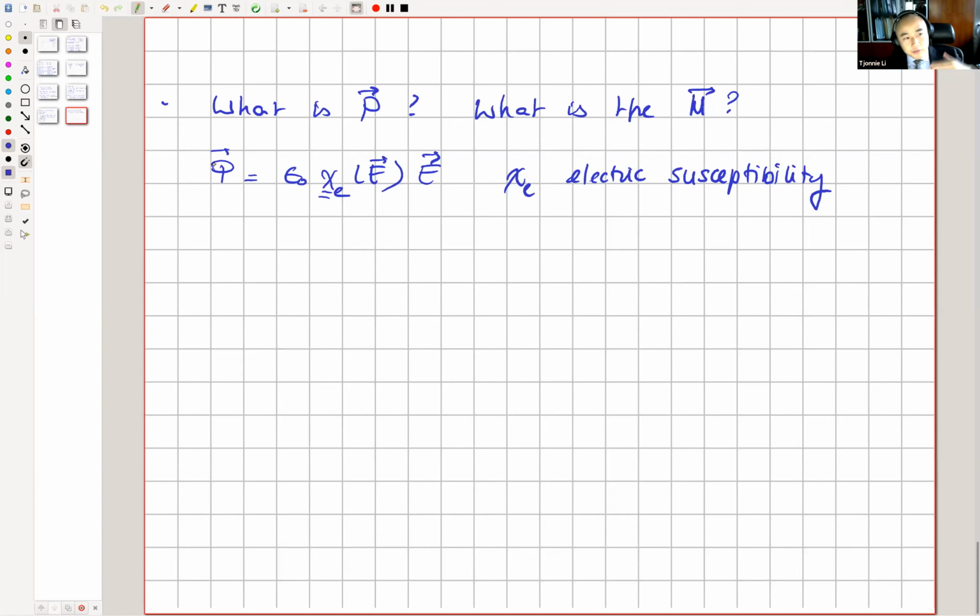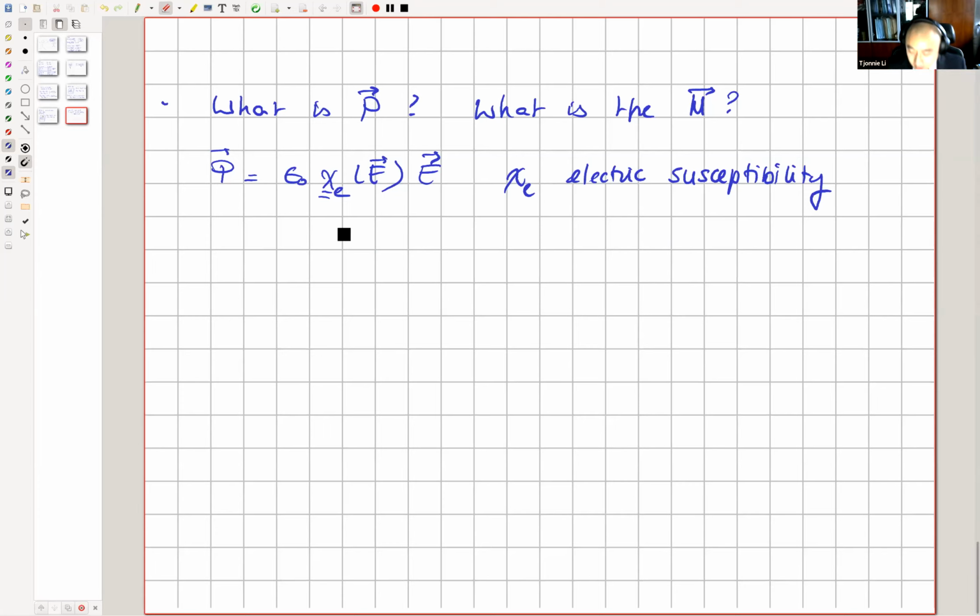This is something that I showed a few lectures before as well, where I would basically have chi xx Ex plus chi xy Ey plus chi xz Ez, and that would be the Px component. Right? So the x component does not only depend on the x component of E, but also on the y component of E, and even the z component of E. So that's writing it in the most general form.